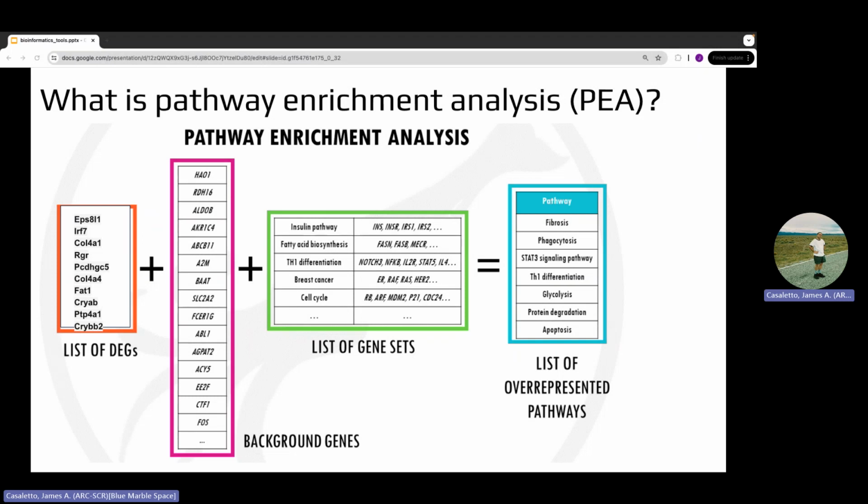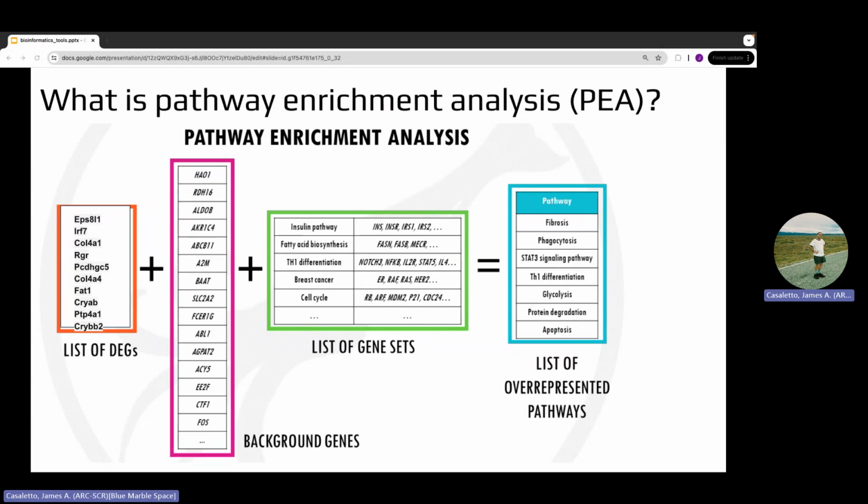In this slide, we see our list of 10 differentially expressed genes, or DEGs, EPSBL1, IRF7, and so on. We also provide the list of background genes, which is the original set of approximately 20,000 genes we used in the RNA-seq experiment. In the green box in the middle, we see a partial list of the gene sets, which represent different biological pathways, such as the insulin pathway, the fatty acid biosynthesis pathway, and so on. Each of these pathways has a set of genes which creates proteins that are involved in that process.